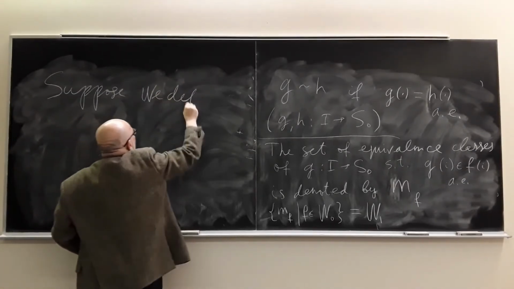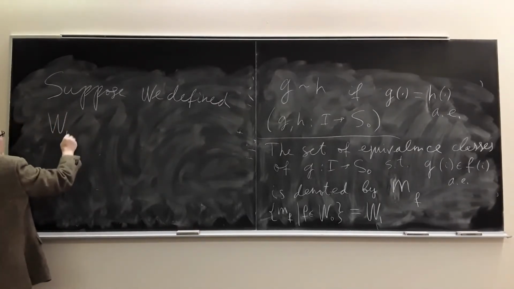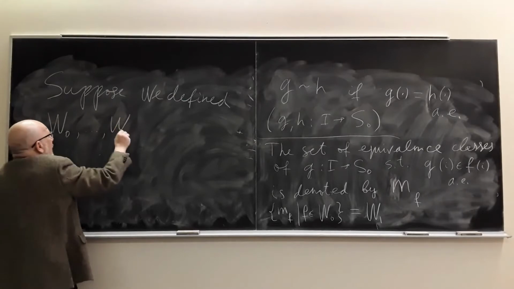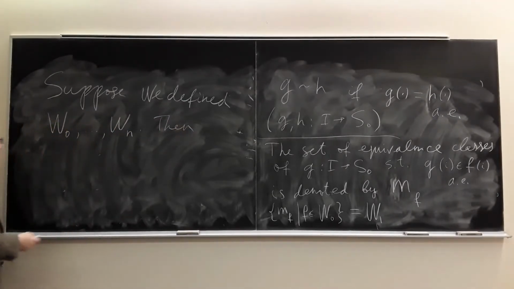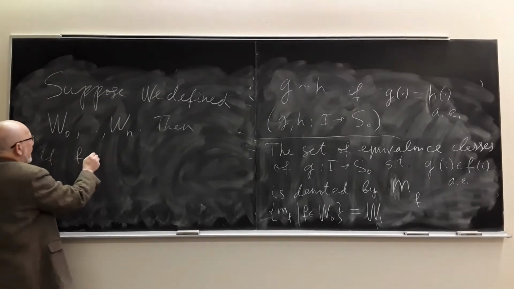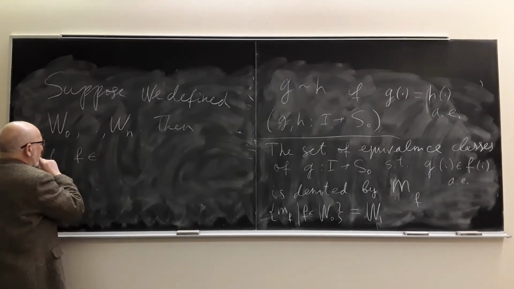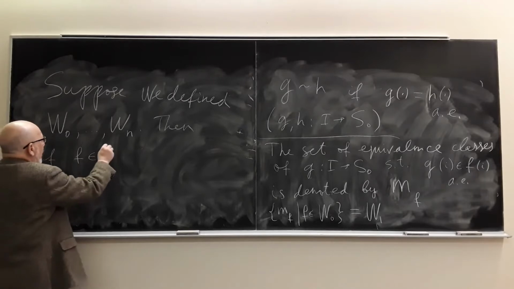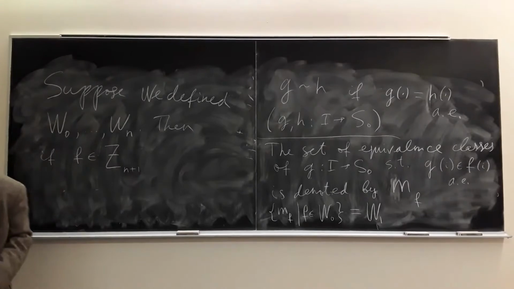We define W0, ..., Wn. Then how to define Wn plus 1? If f is in Z n plus 1, this we can define.